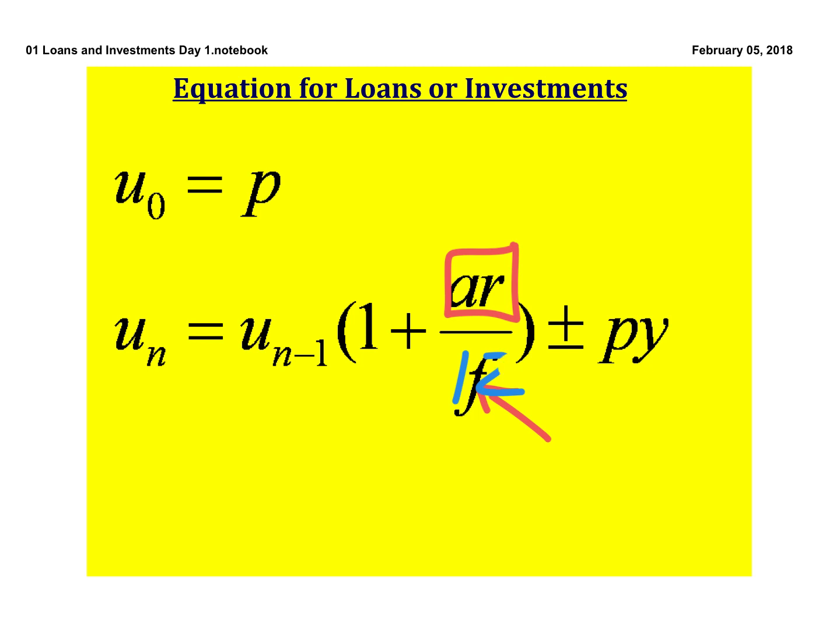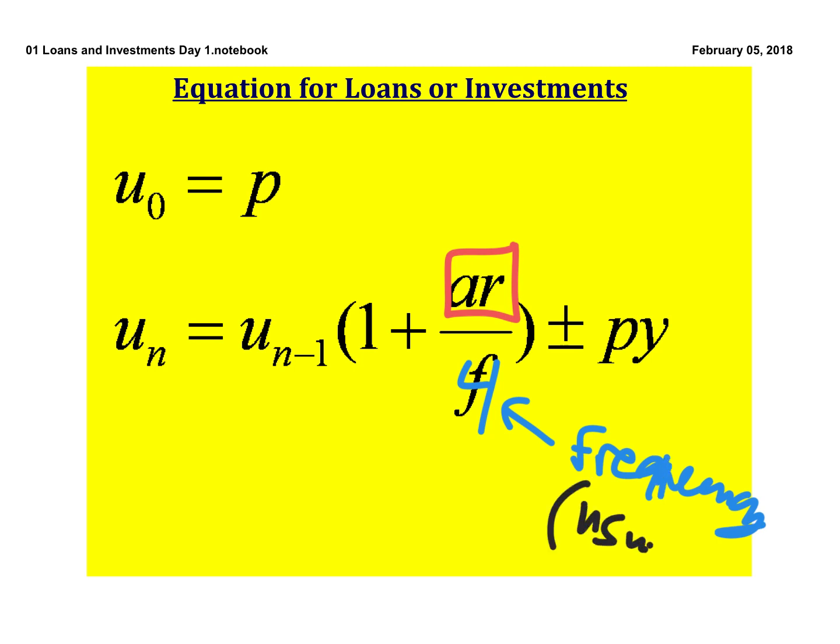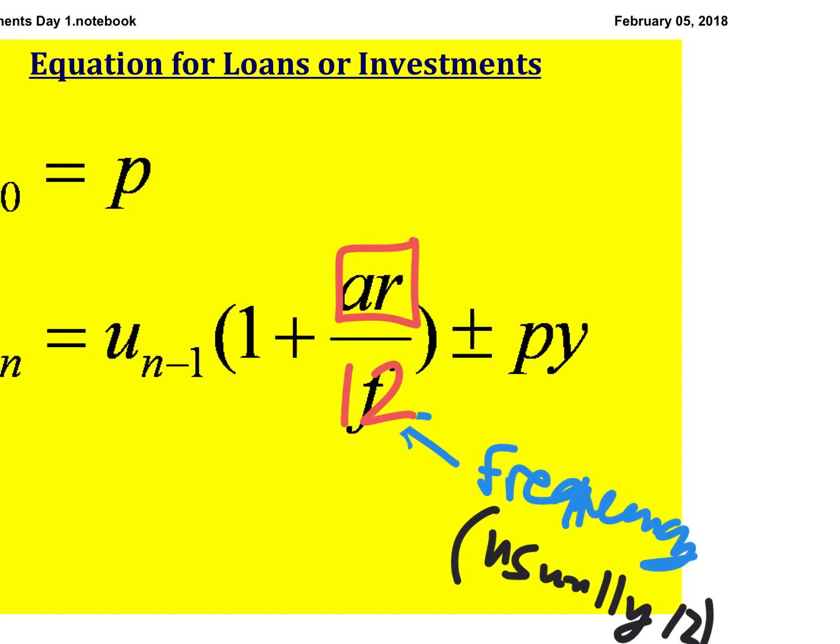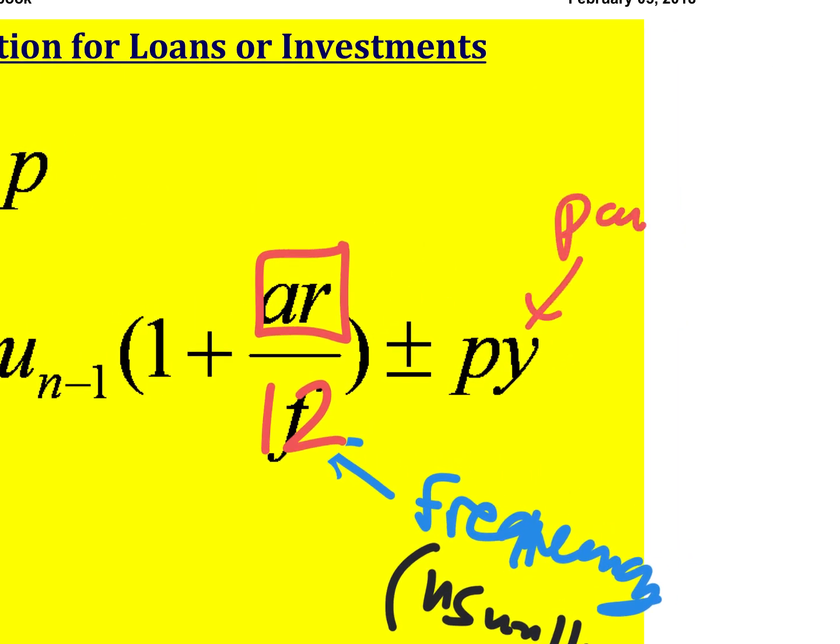But if the problem says quarterly, you have to go, so 4 times a year, so that's a 4. So that's frequency, which is usually 12, but not always. I'm going to put a 12 here, but you heard me say sometimes it's not 12. And PY are your payments. So sometimes it's payments to pay back your loan, and sometimes people add to their investment.